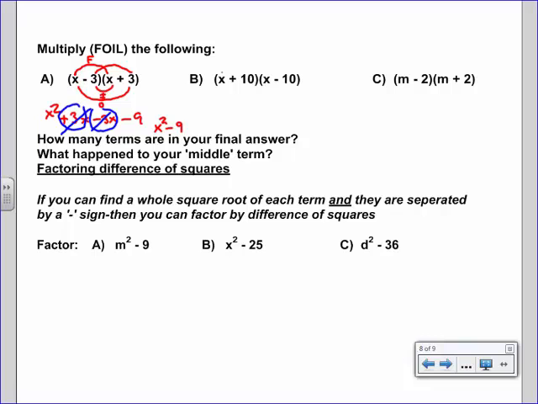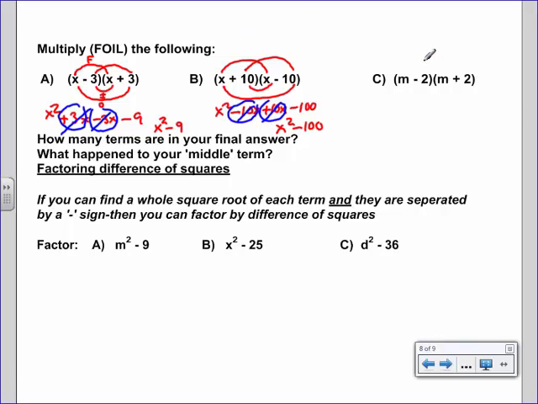If we FOILed this, notice like the last problem, both are the same except we have one negative and one positive. So if we did the first, we'd have x squared, then minus 10x plus 10x, minus 100. And again, these two terms would cancel, and you would end up with x squared minus 100.